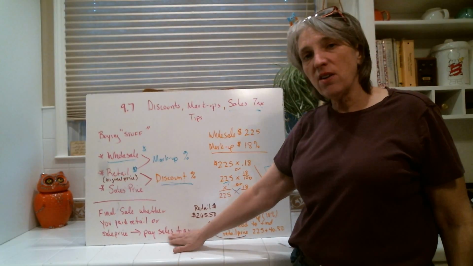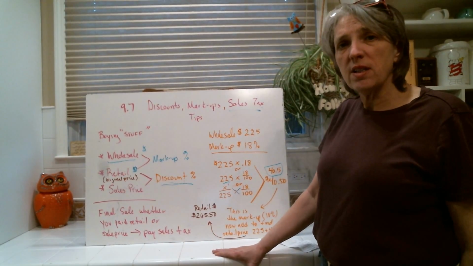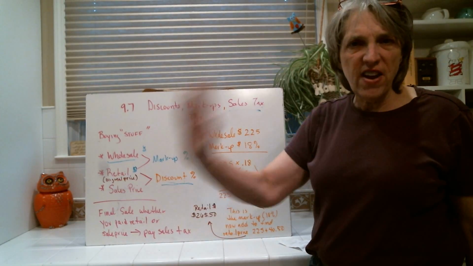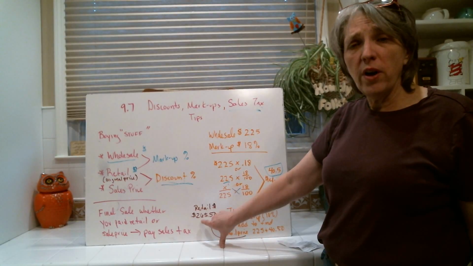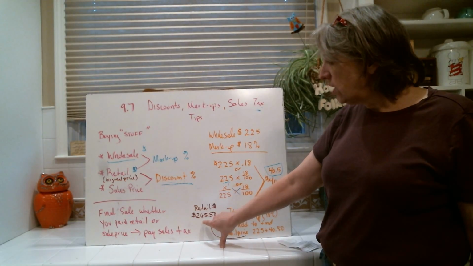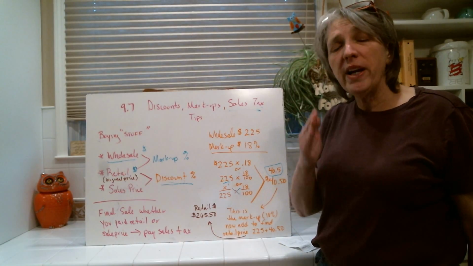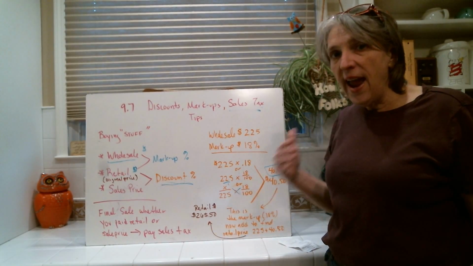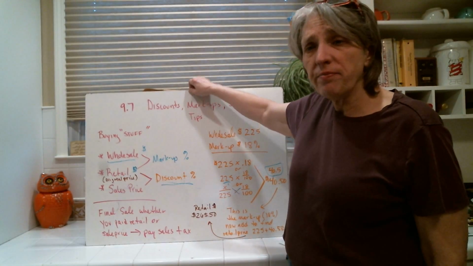Now, I didn't put sales tax on here. But if I told you that it was 6% sales tax, you would do that at the very end. You would multiply the whole thing, the one that you have to pay, $265.50 times 6%, which is 0.06, and then add that to $265.50. And you're going to have to do that.